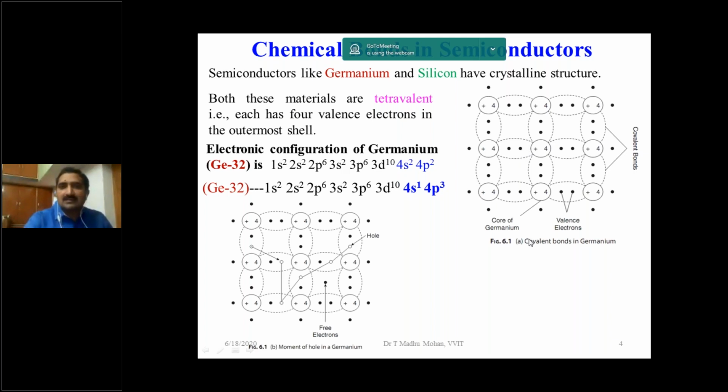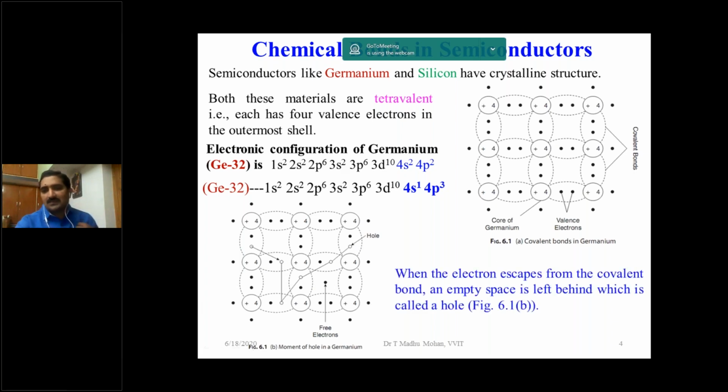The hole concept arises in semiconductors only; it is not possible in conductors. So here, in the same germanium atom, the bond breaks and the electron becomes free, moving outside somewhere. This hole is occupied by an electron of another germanium bond. So the movement takes place like this. When the electron escapes from the covalent bond, an empty space is left behind, which is called a hole.